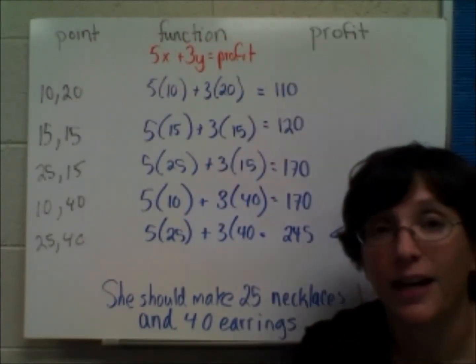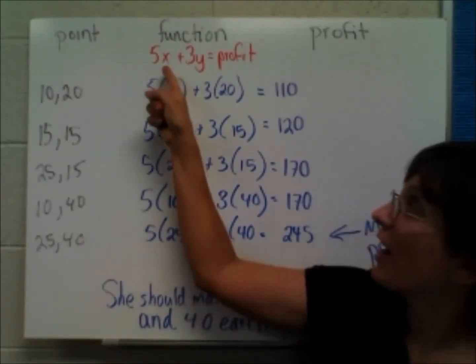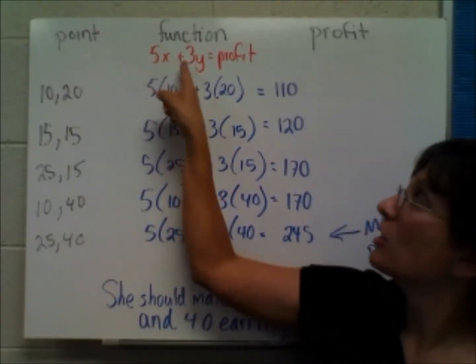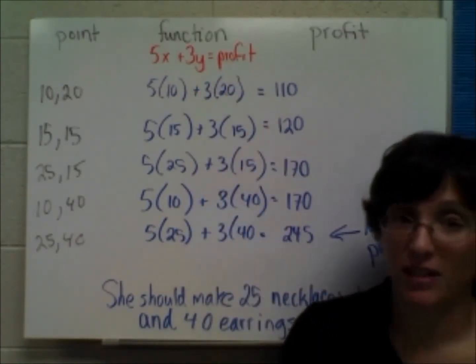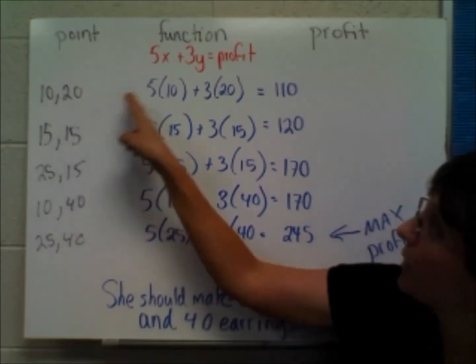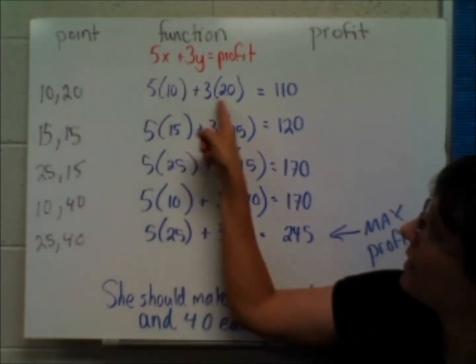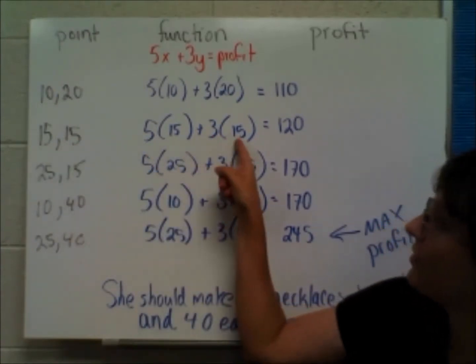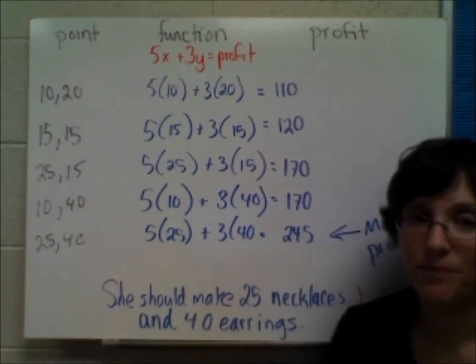Your table has the points of your vertices, the function, and the profit. I have to go back to the word problem, and what it said was she earns $5 for a necklace, $3 for a pair of earrings. And when you put that together, that's your profit. So I took all of my points and I plugged them into that equation, and I got all of my answers.